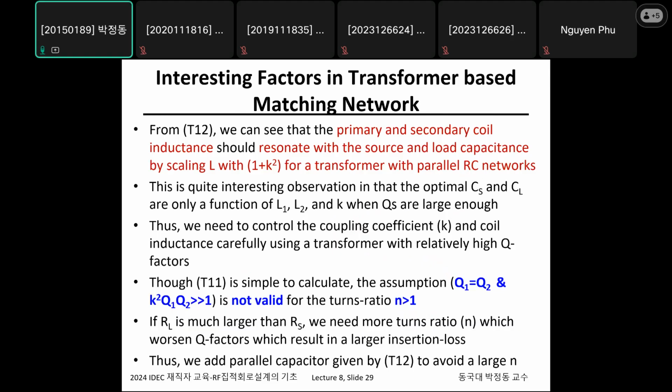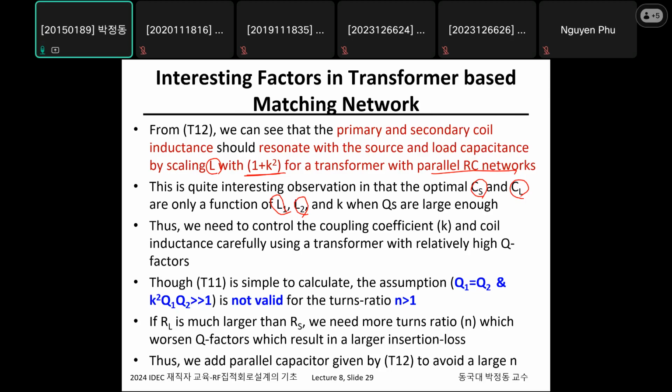Okay. So here are the interesting factors in a transformer-based matching network. We can see that the primary and secondary coil inductance should resonate with the source and load capacitance by scaling L with the L1 plus K square for the parallel RC network. Right? Also, it's very interesting that the optimum CS and CL are only a function of L1 and L2.